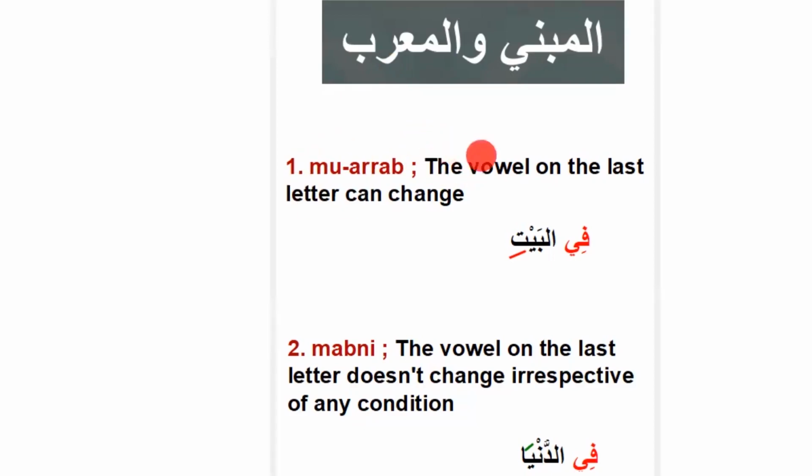So mu'arrab, the vowel on the last letter can change. That's just what we mean by mu'arrab. They are the words whose last letter, the vowel on their last letter, has the potential to change if there is a necessity. Example, you can see here, baytun is a house. Al-baytu is the house.